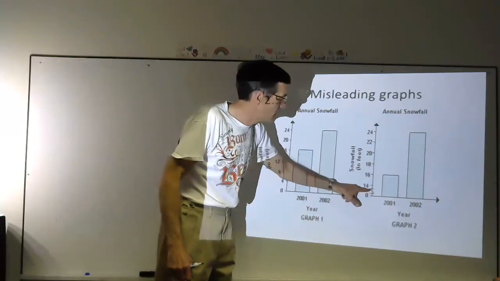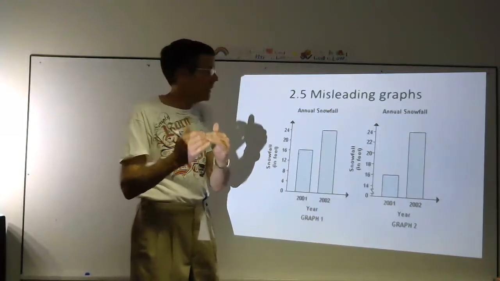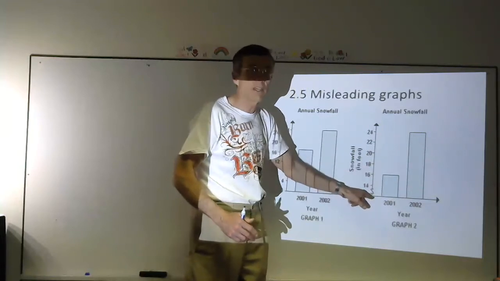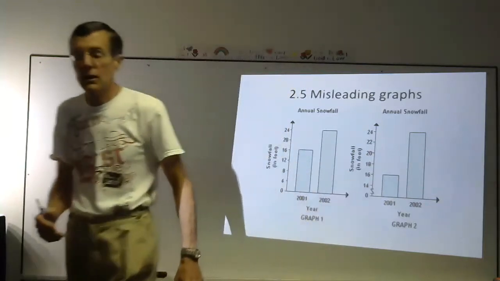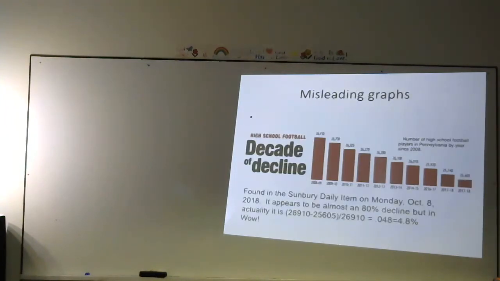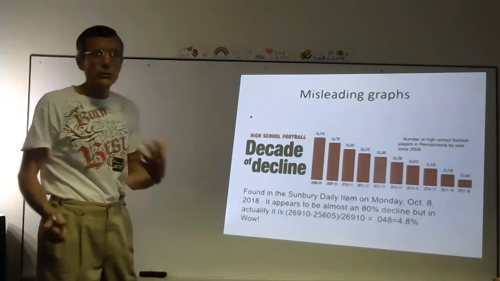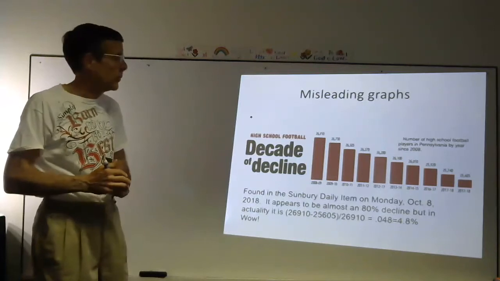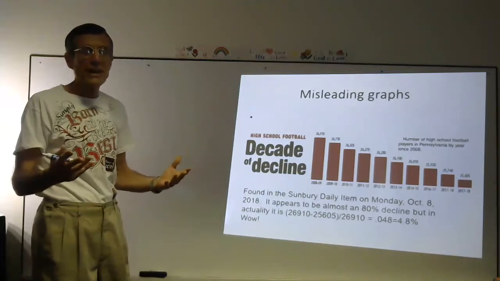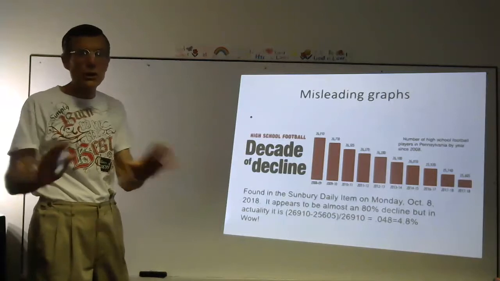Now, granted, they did put the squiggly line in there to show you that we're jumping over numbers, but still, this is very misleading when you don't do a consistent scale on the y-axis. Horribly, horribly misleading. This was in the Sunbury Daily Item, a local newspaper, on Monday, October 8th, 2018. Another statistics professor brought this to my attention. I said, this is ridiculous. We wrote a letter to the paper and told them it was ridiculous.